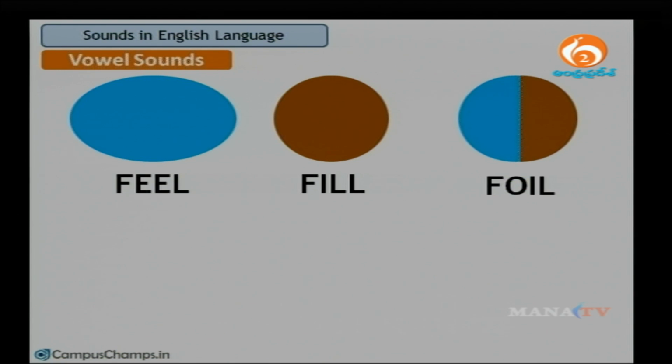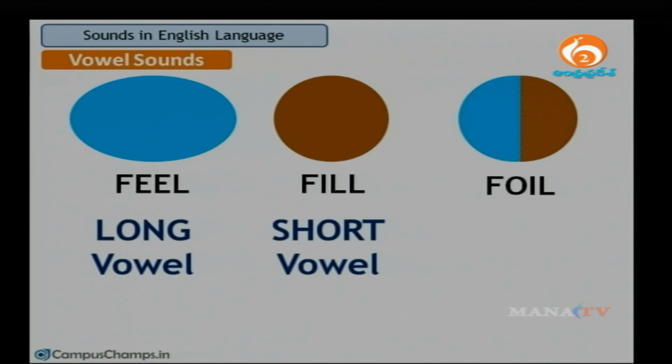The first one is basically the long vowel sound, for example, feel. The second one is the short vowel sound, which is fill. So one is fill, the second one is feel. The third one is called a diphthong, and it's foil, which means it's a combination of a long vowel sound and a short vowel sound. So the first one, long vowel: feel; second, short vowel: fill; third, diphthong: foil.